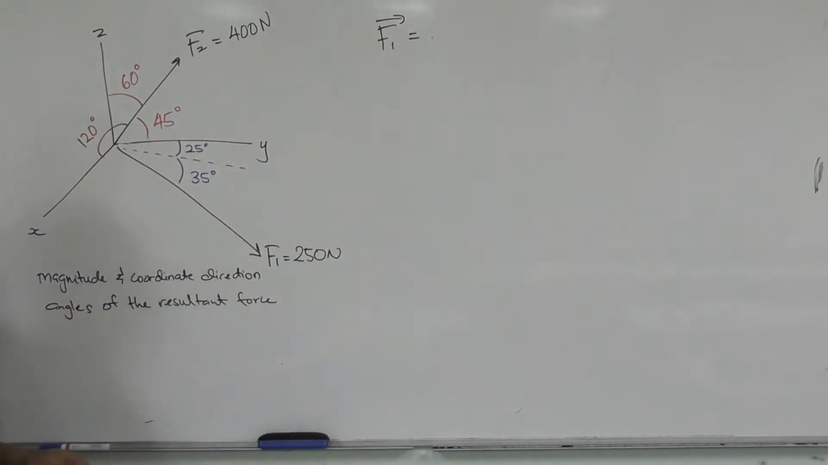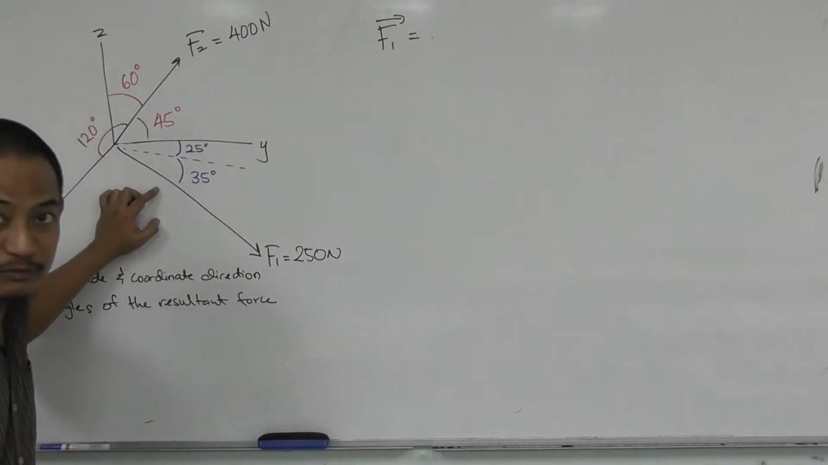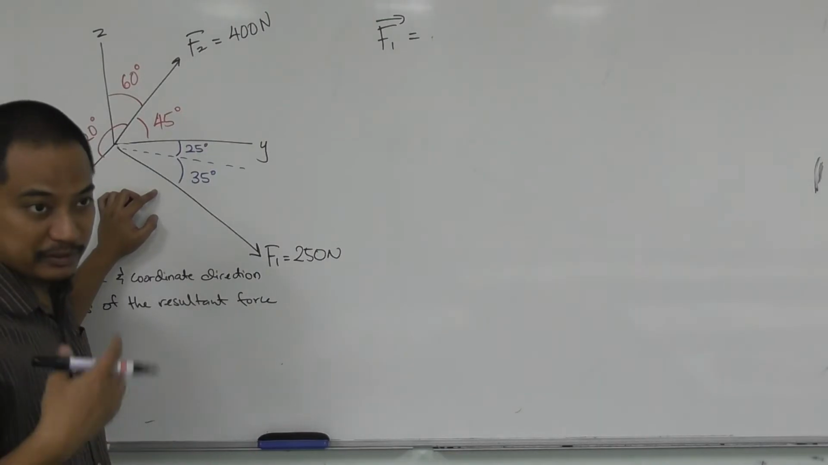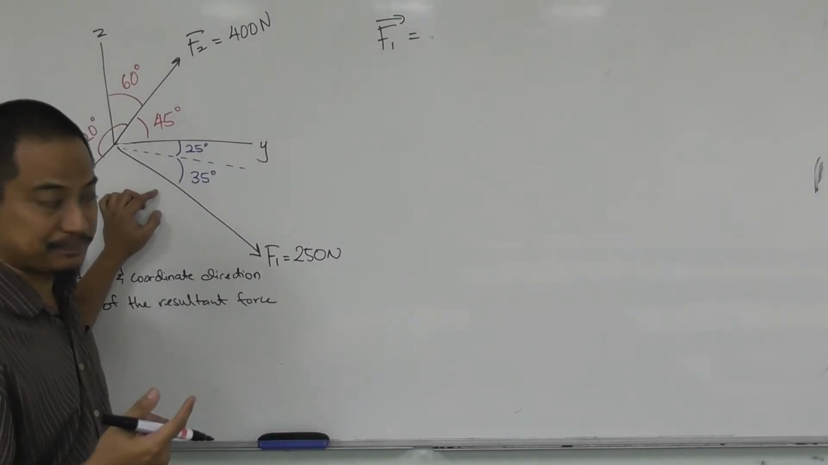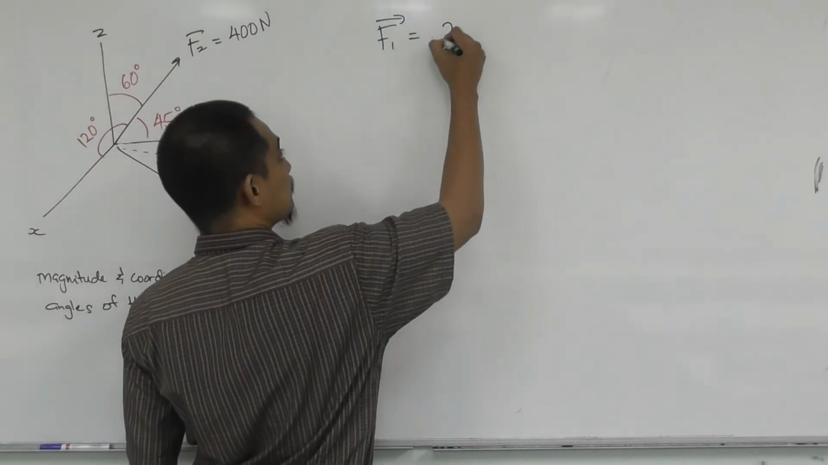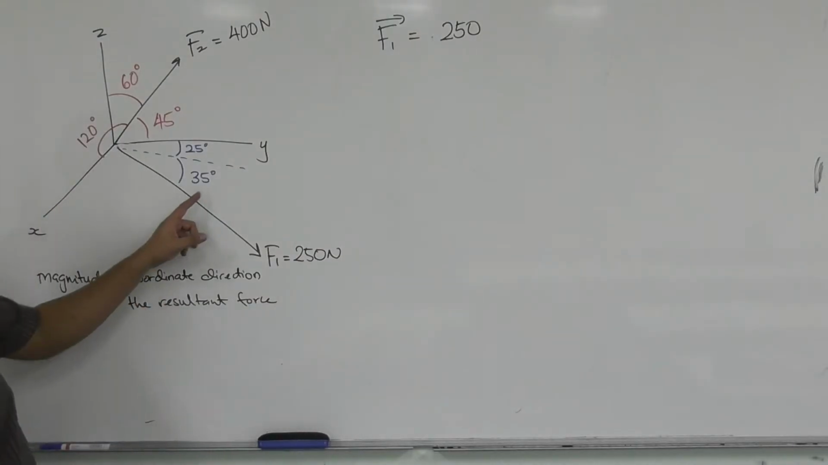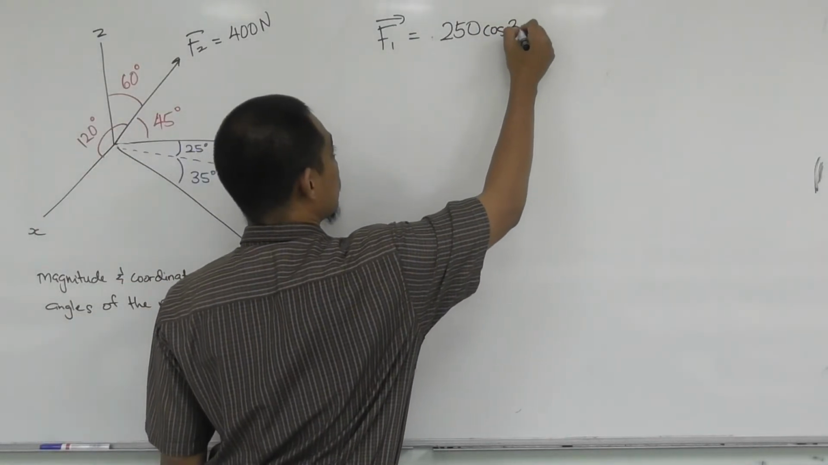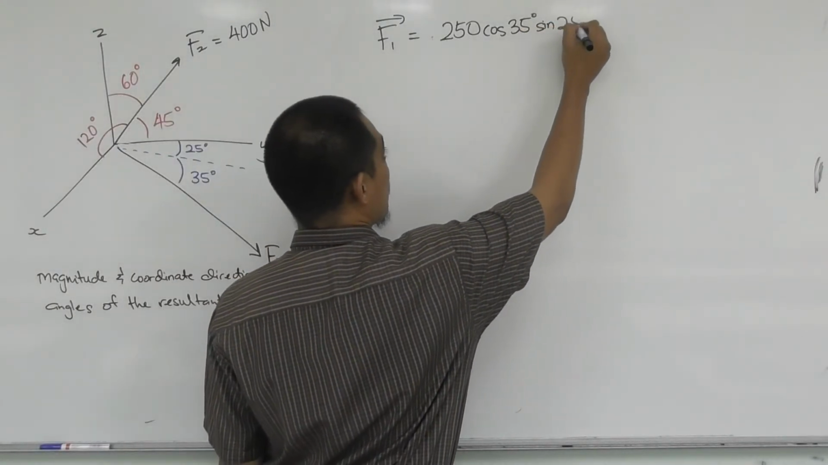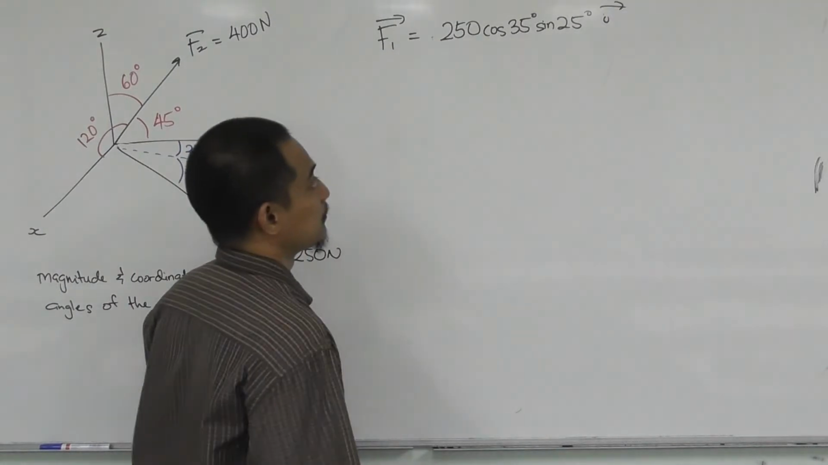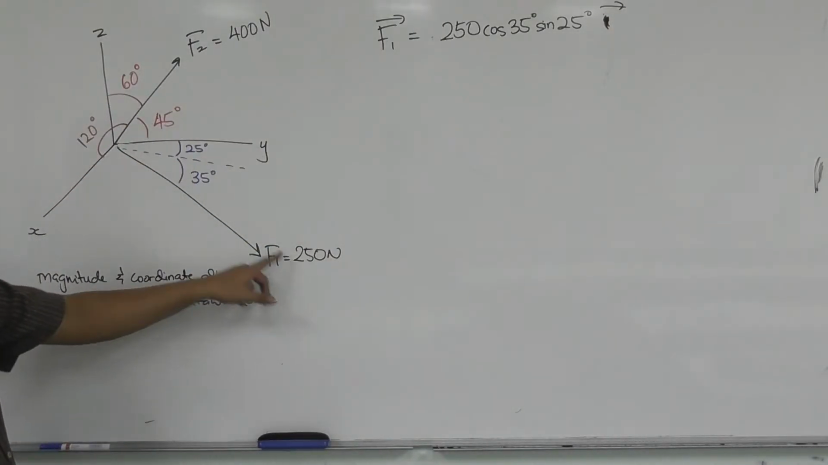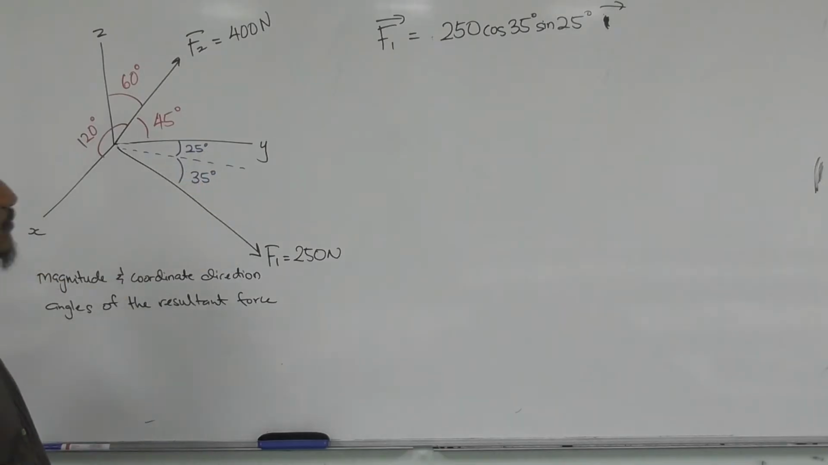F1, what's the x component? Alright, I give you like 10 seconds to think. By now it should be automatic, you can calculate, right? So the x component will be 250 cos 35 degrees sin 35 degrees i. Right. This one is cos 35 sin 35. That's positive.